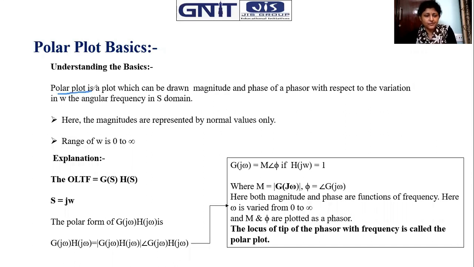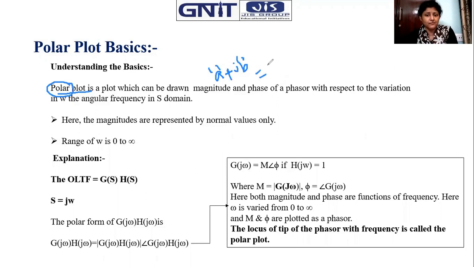What is the basics here? The polar plot: polar means what? You must know what is basically polar. Polar means basically the polar form of any phasor. So what is a polar form? Suppose you have a phasor, a vector, having the representation A plus jB, where A is the real part and B is the imaginary part. So this is the representation of any phasor quantity.